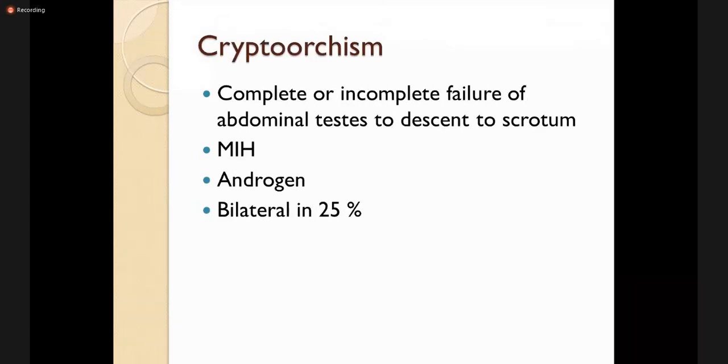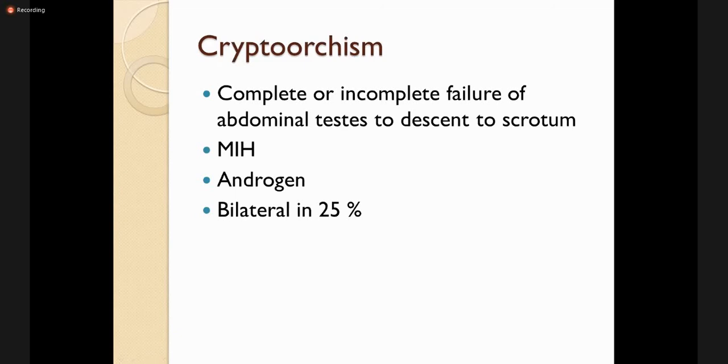Cryptorchidism is the fourth abnormality, which is a complete or incomplete failure of the abdominal testis to descend to the scrotum. As we know from embryology, the testes are formed in the abdomen, and they are under the influence of Müllerian inhibitory hormone and androgen. They follow the tract and descend into the scrotum at birth. But if there is any abnormality related to androgens or Müllerian inhibitory factor, this can result in failure of descent of the testis. Now, this can be bilateral, so that both testes can be absent from the scrotum at birth, which happens in 25% of the cases, but it can be unilateral as well.